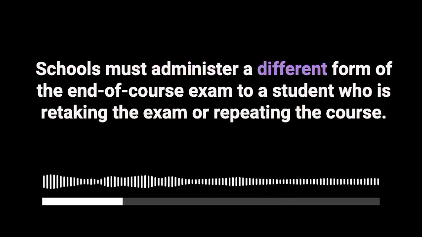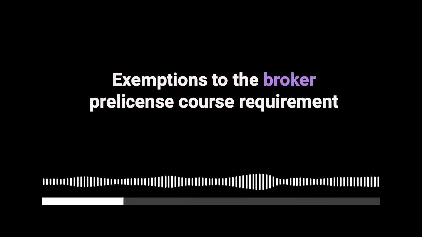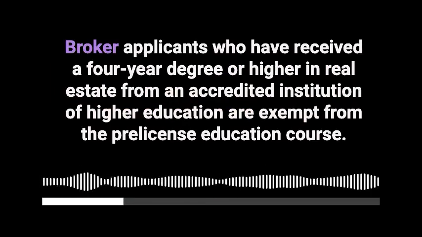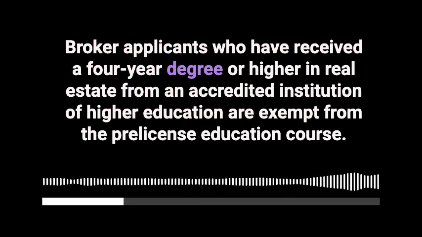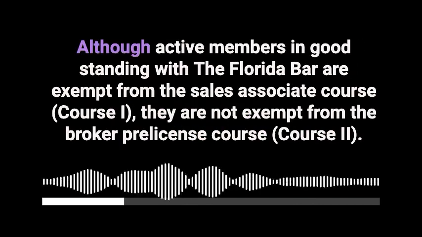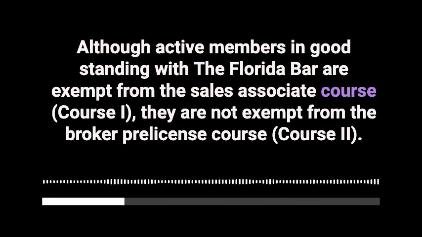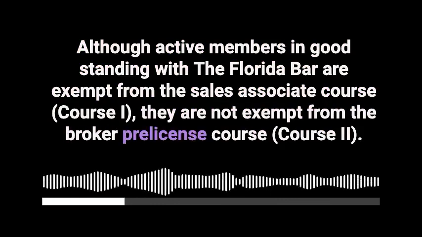Schools must administer a different form of the end-of-course exam to a student who is retaking the exam or repeating the course. Exemptions to the broker pre-license course requirement. Broker applicants who have received a 4-year degree or higher in real estate from an accredited institution of higher education are exempt from the pre-license education course. Although active members in good standing with the Florida Bar are exempt from the Sales Associate course, they are not exempt from the broker pre-license course.